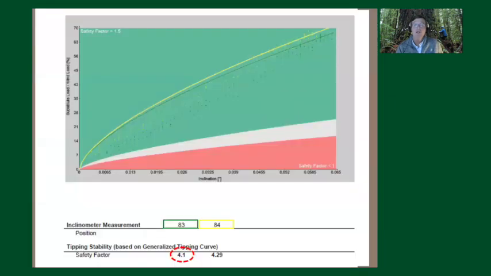And with this tree, the results were 4.1 as the safety factor, way up in the green. And that means that the tree really is 4 times stronger than it needs to be, even under a high wind event. So the tree is definitely not going to topple over anytime soon.